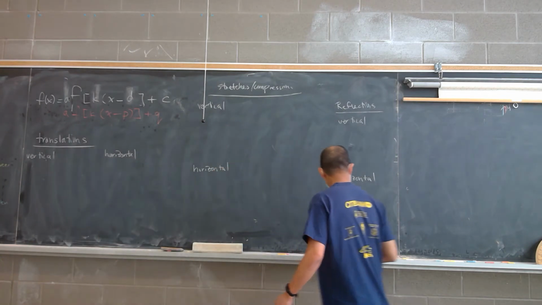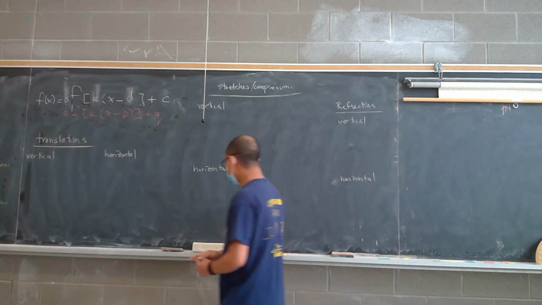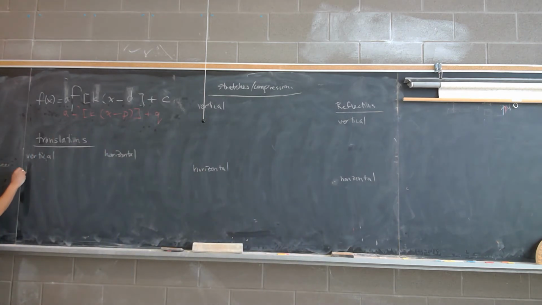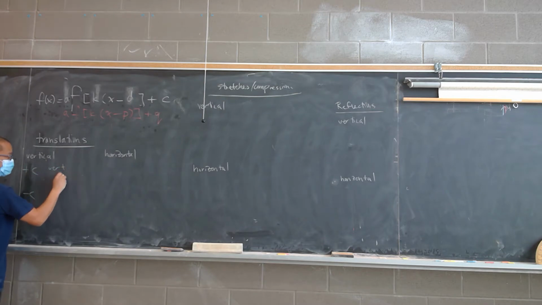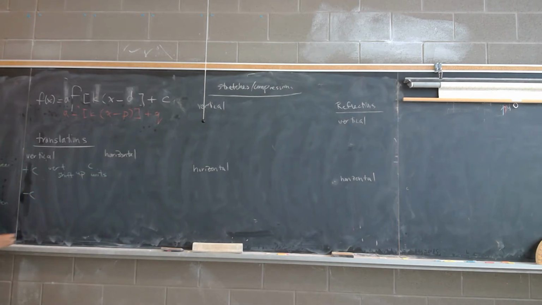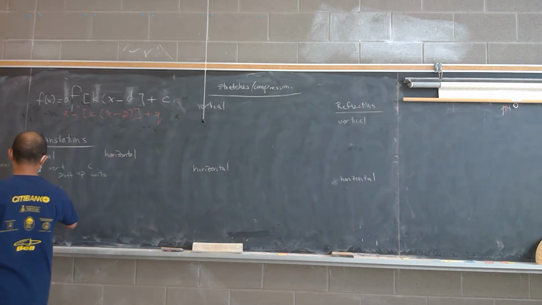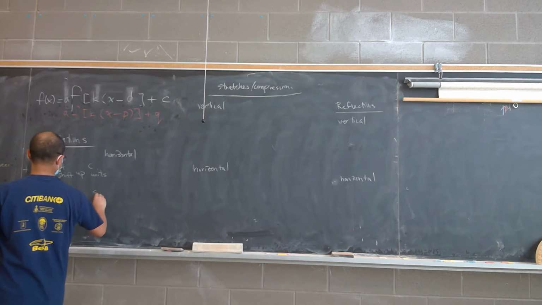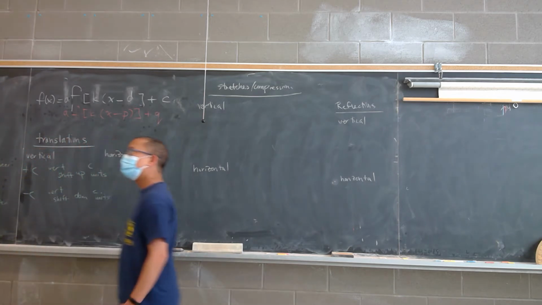So I'm going to teach you, first of all, the vertical. And basically, this one's the easiest. When you see plus C or minus C, that means it shifts up C units. And if it's negative, the vertical shift is down C units. Let me give you an example.